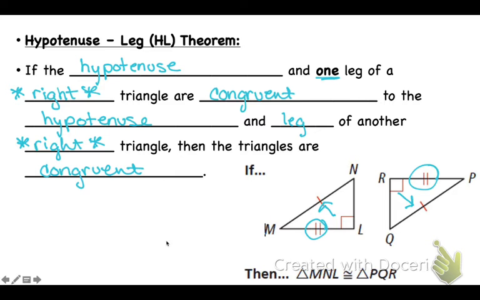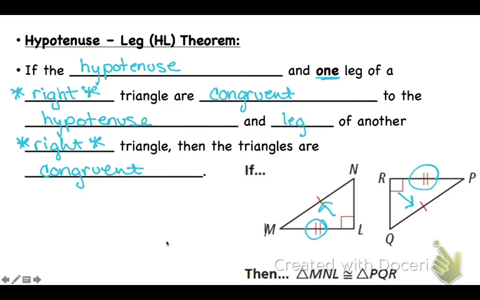But this only works for what kind of a triangle again? A right triangle is the only triangle that has hypotenuses and legs. So you cannot use hypotenuse leg on anything but what kind of a triangle? A right triangle. Have we said that enough yet? They say you have to say it 5 times before it starts sinking in.